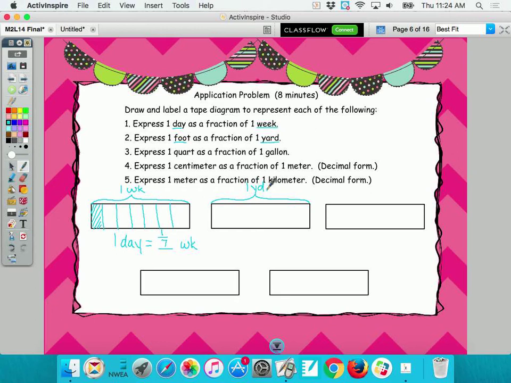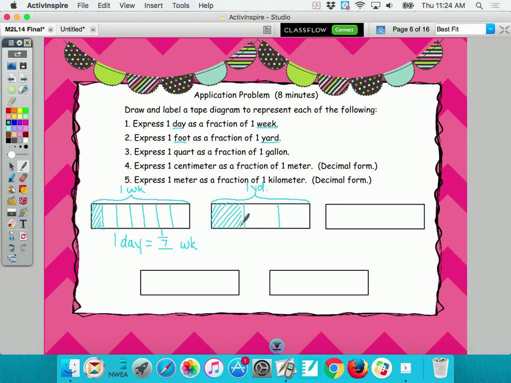I wonder why I have these 3 rulers on the floor here. Any ideas, Cooper? How many feet are in a yard? 3. Okay, you were thinking meter. We're going to get to meter. But it's 3 feet in a yard. So I've got 1 foot that I'm going to shade.